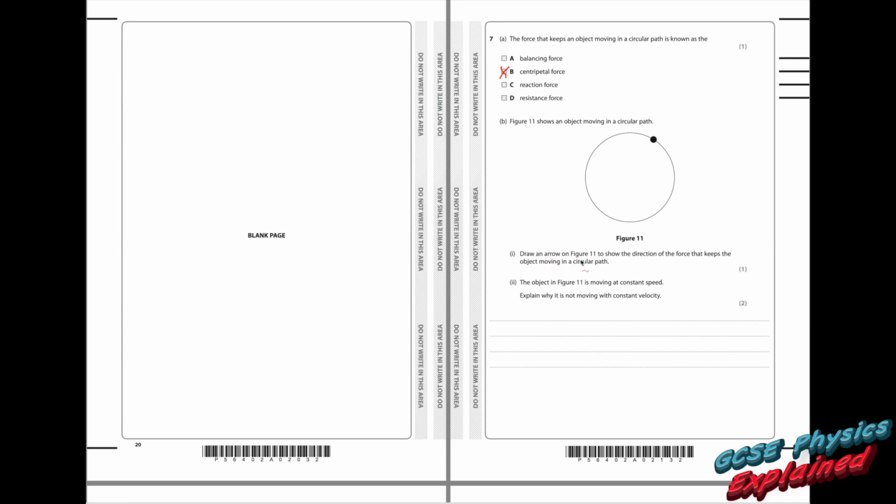Part 1. Draw an arrow on figure 11 to show the direction of the force, so that's the centripetal force, that keeps the object moving in a circular path. So the object will go flying outwards like this, except there's a force pulling inwards towards the centre. So that's the centripetal force.